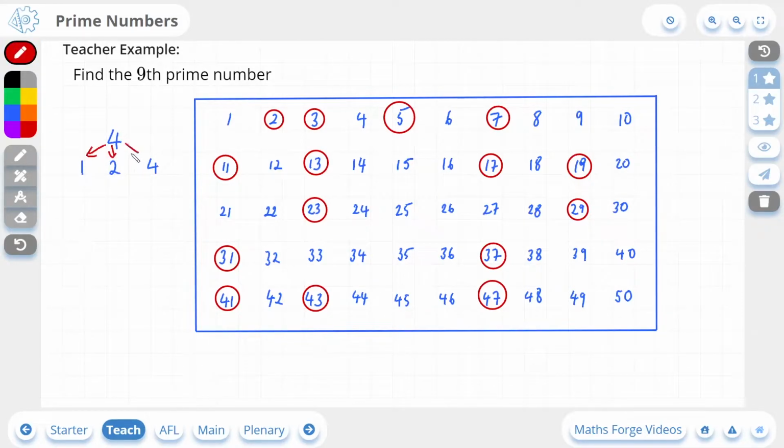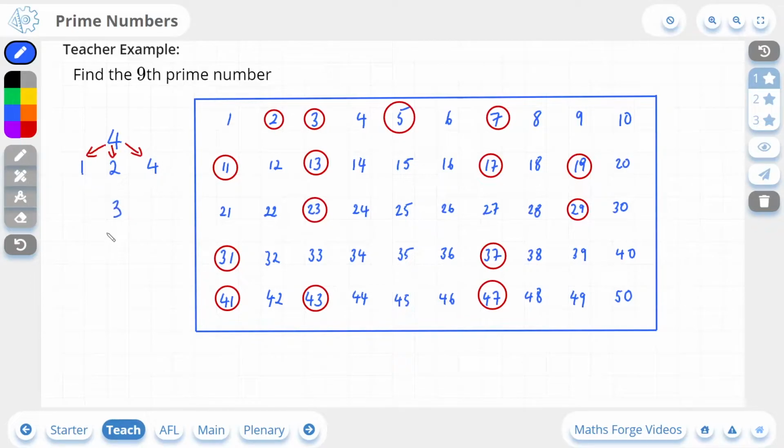And what I mean by the word distinct is that the factors of 4 are all different from each other. It has 3 factors that are all different from each other. Now, 4 is not a prime number because it has more than 2 factors. So let's look at a prime number now.